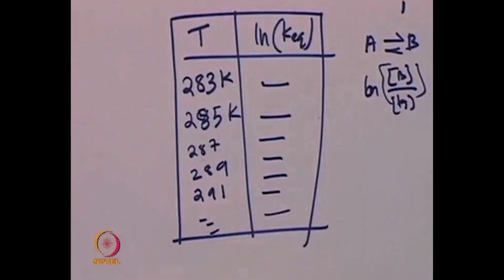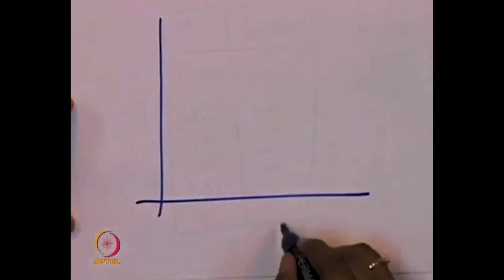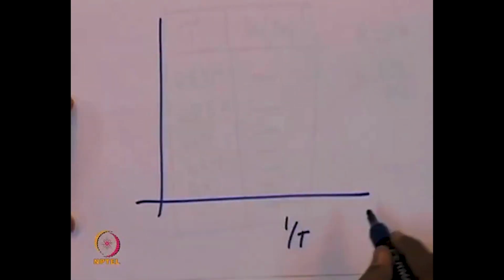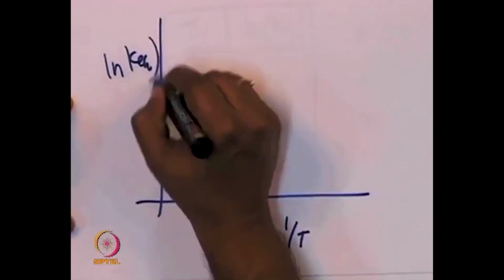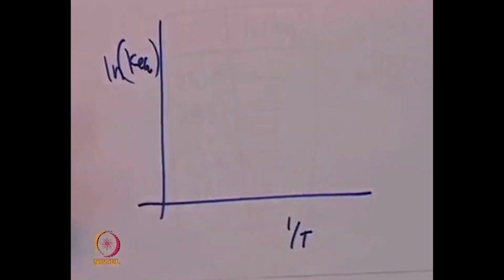Then, once you get such a table, you can plot a graph. Let us say you plot a graph of 1 over temperature versus ln K equilibrium. Let us see what this graph gives us.